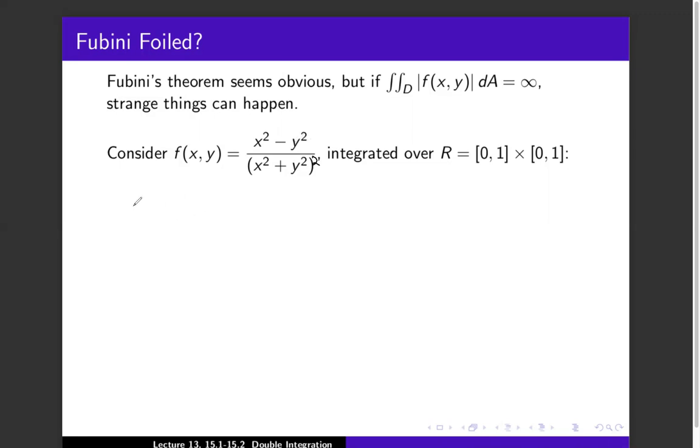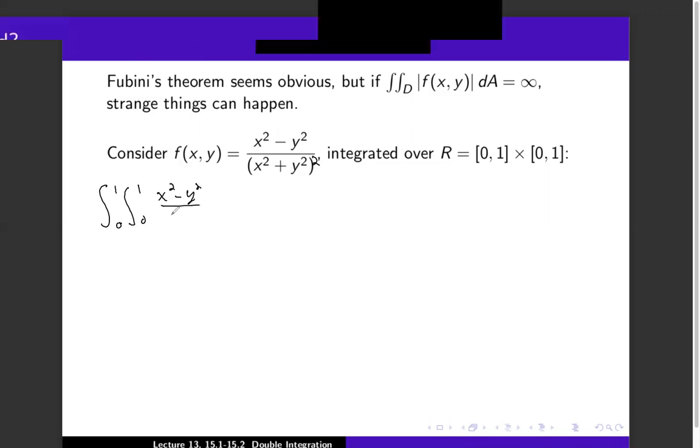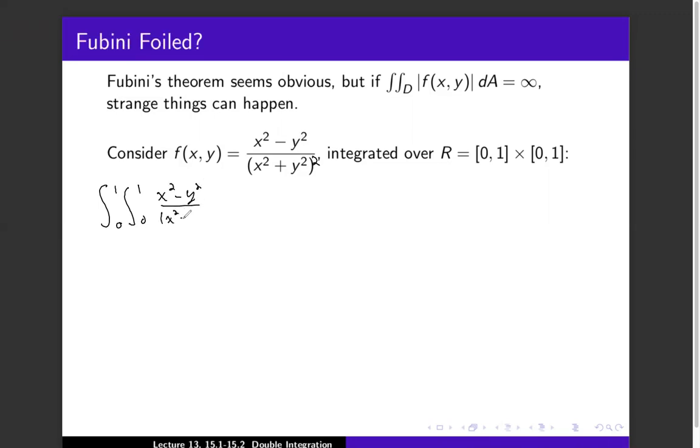Well, what happens in that case? Well, that would be the integral from 0 to 1, integral from 0 to 1 of (x squared minus y squared) over (x squared plus y squared) squared, let's say we're going to do dy dx. Now, just as an aside, and I'm not going to go through this whole thing, I'll just give you the long and short of it.